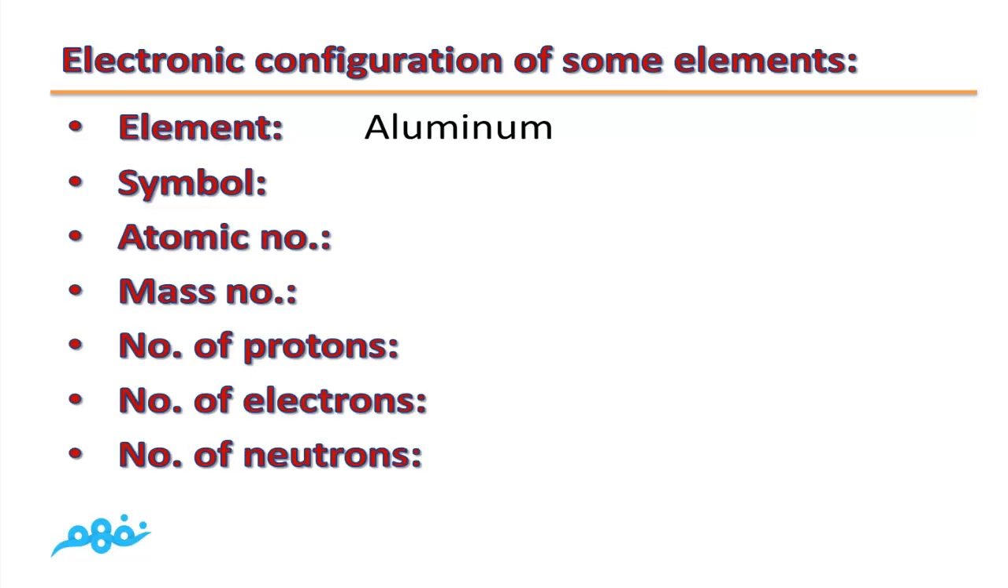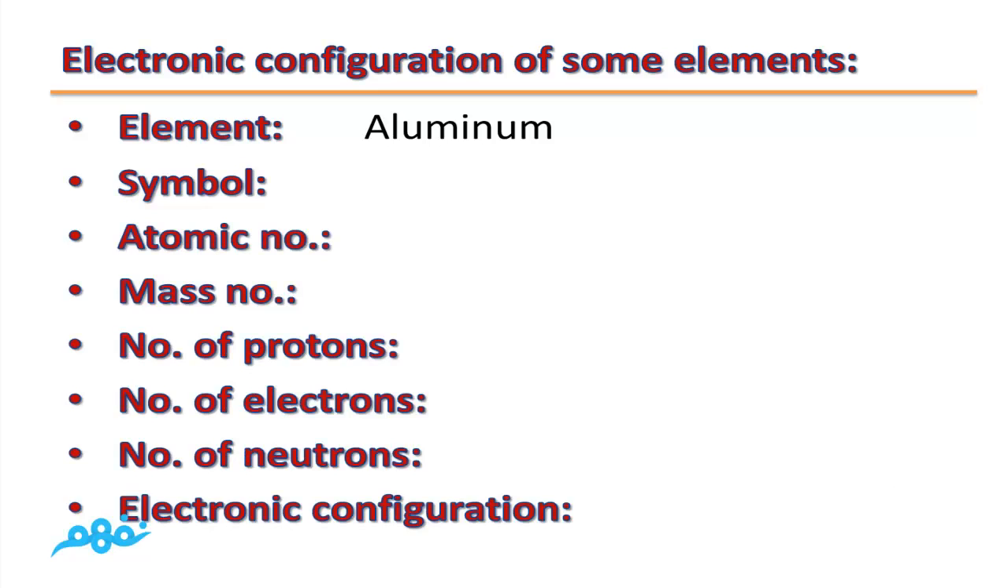The next element is aluminum. The symbol of aluminum is Al. Its atomic number is 13. Its mass number is 27. Number of protons is equal to 13. Number of electrons is equal to 13. Number of neutrons is equal to mass number minus atomic number, equal 27 minus 13, equal 14.